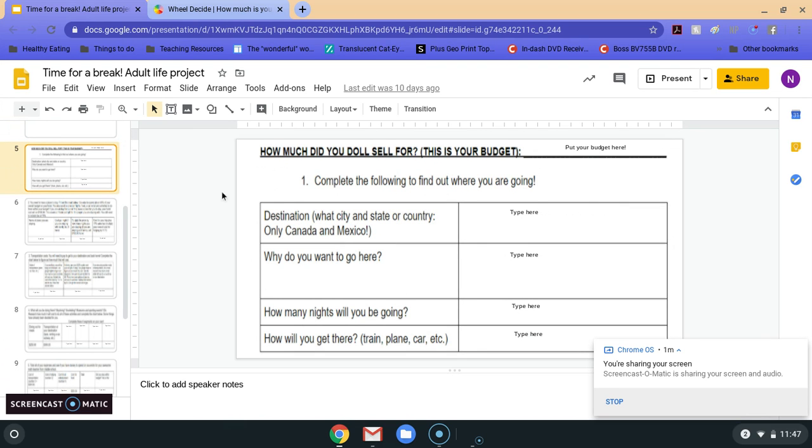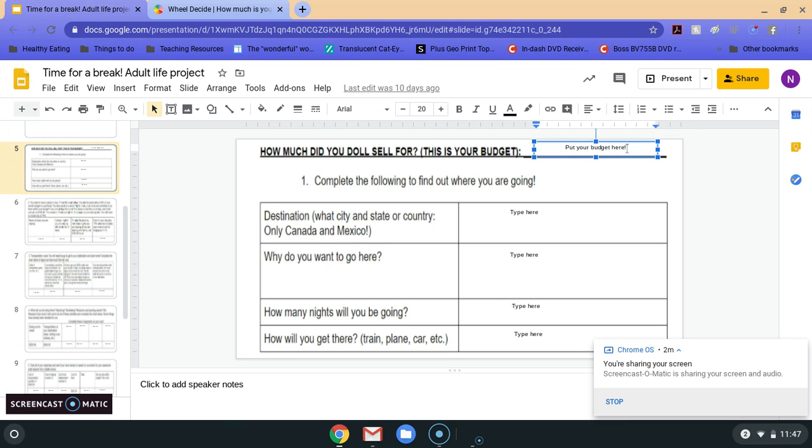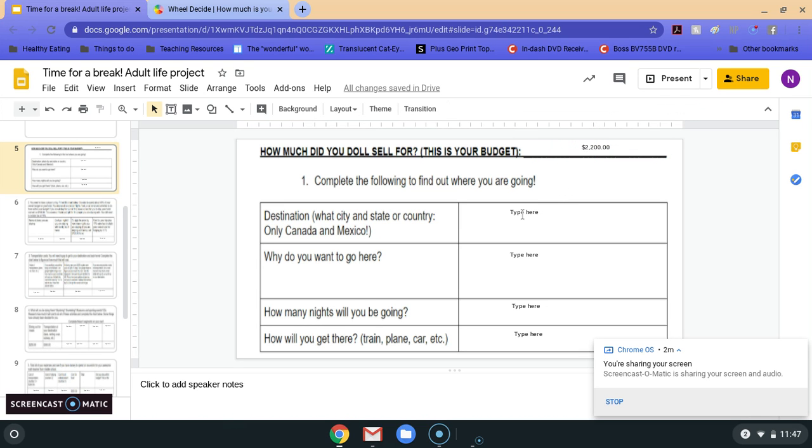So you can't delete the background here, but you can type where it says, put your budget here. I would go ahead and type $2,200. So I know, okay, that's how much I have to spend. Where would I want to go? Maybe you want to go to San Diego or Miami or New York City, wherever it is. Why do you want to go there? Are you visiting family? Is there a museum you wanted to go to? Are you going to go for the nature? Whatever the case may be. How many nights will you be there? Are you going to be there for one night, 2 nights, 3 nights, whatever the case is?